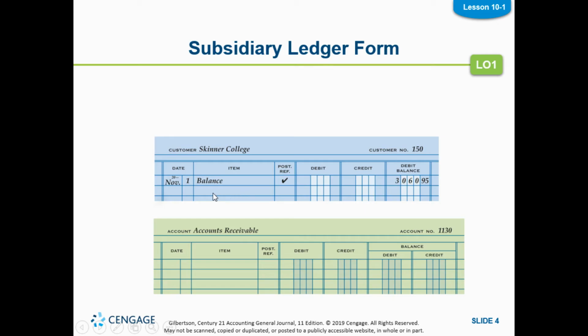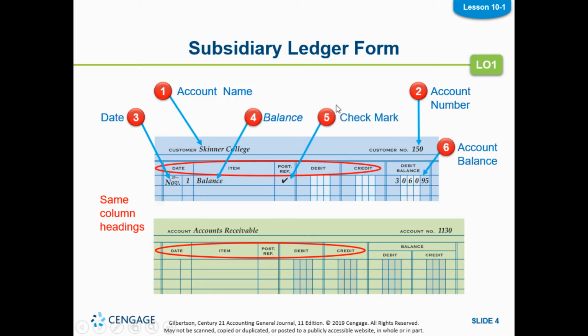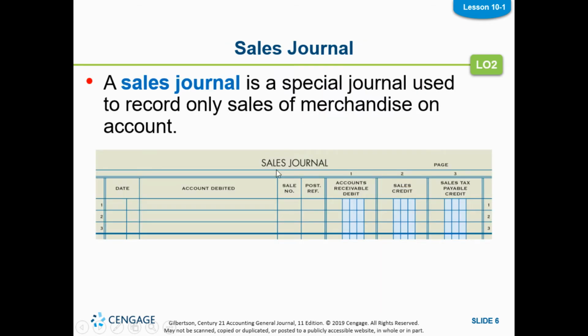Okay, and again we have an account, we have a general ledger. We have an accounts receivable ledger page for every one of our customers. All right. Same column headings: account name, we put the name of our customer; account number. Again, an asset is 1, 50 is the number we've assigned to the customer; date, balance, check mark, and the account balance. Okay, very similar to our accounts payable, nothing new.